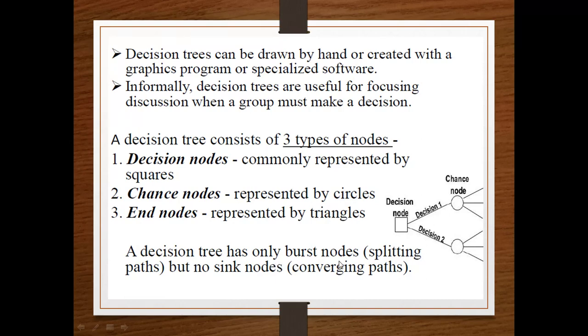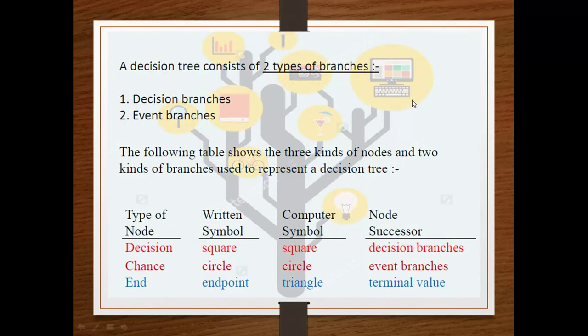A decision tree has only burst nodes, that is splitting paths, but no sink nodes, converging paths. So there is no sink node in a decision tree, there is only an end path to your decision tree. It has 2 types of branches. One is the decision branch, the other is the event branch. The following table will show 3 kinds of nodes and 2 kinds of branches. Types of node are decision, chance and end. Written symbol is square, circle and end point. Computer symbol is square, circle and triangle, that is end. Decision node has decision branches. For chance it is event branches, and for end it is terminal value.